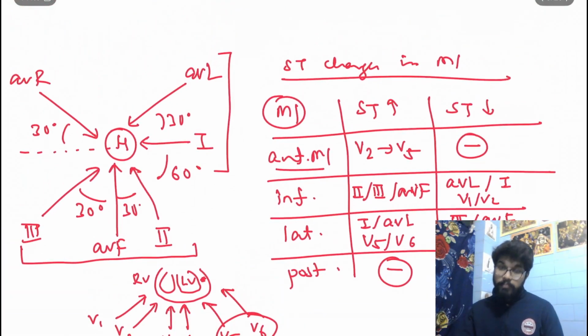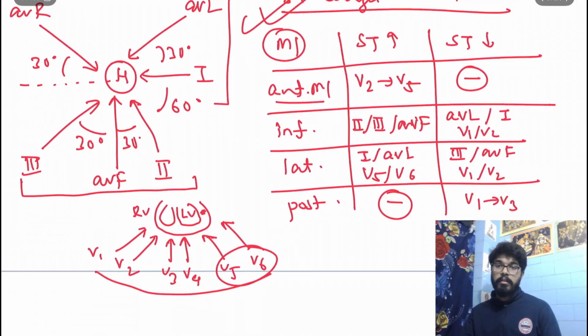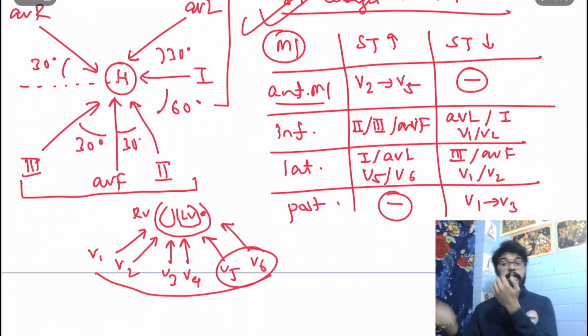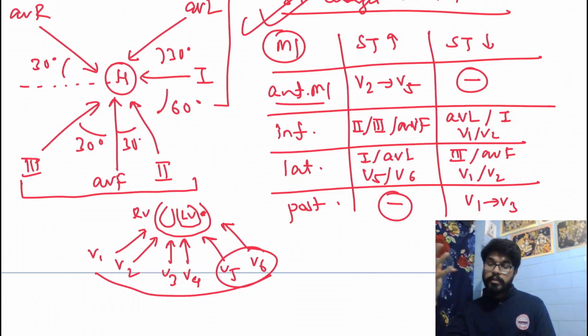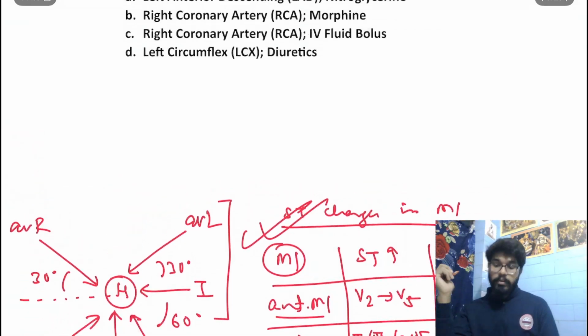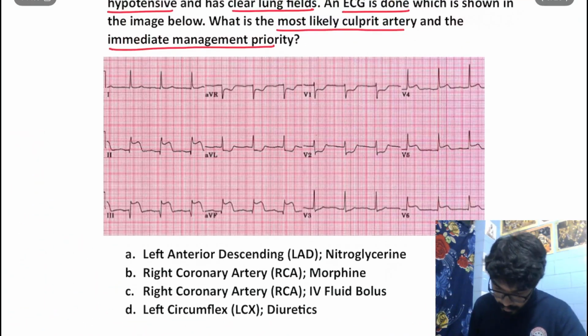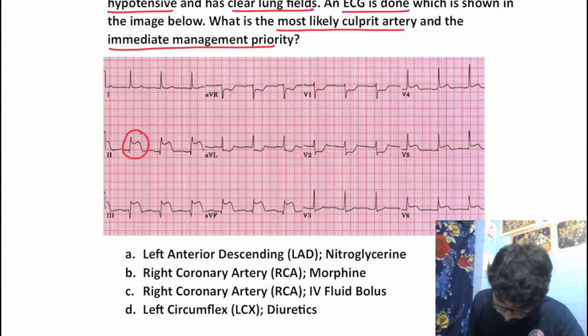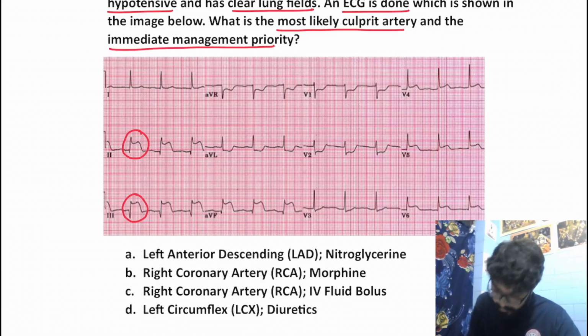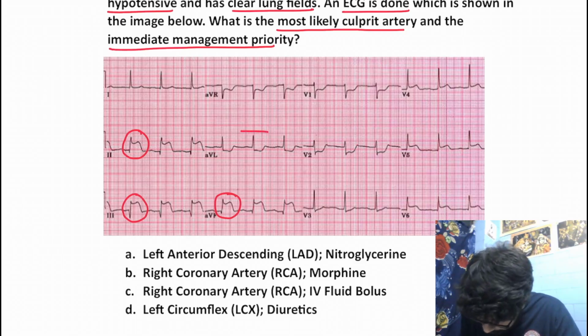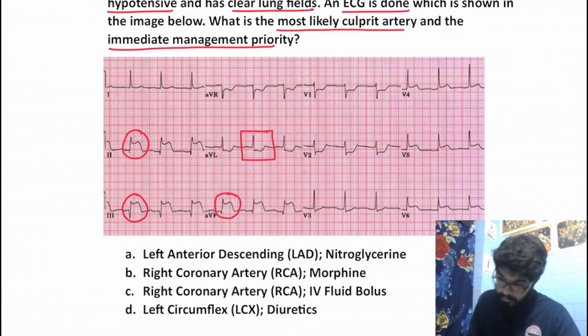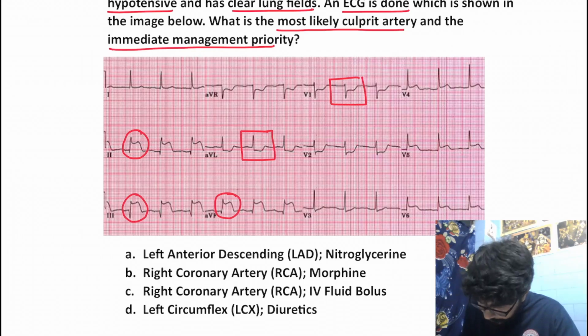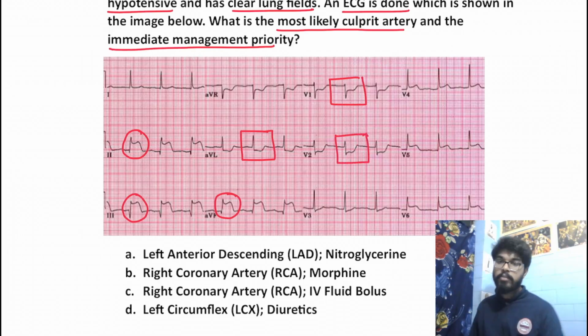Okay. So this table is the most important table, right, in this topic. Okay. How to differentiate different kinds of MI from an ECG. Now let's have a look into the ECG. So over here we have ST segment elevation in lead 2. We have ST segment elevation in lead 3. We have ST segment elevation in lead AVF. Okay. Besides that, we have ST segment depression in AVL. We have ST segment depression in lead V1. We have ST segment elevation in lead V2.